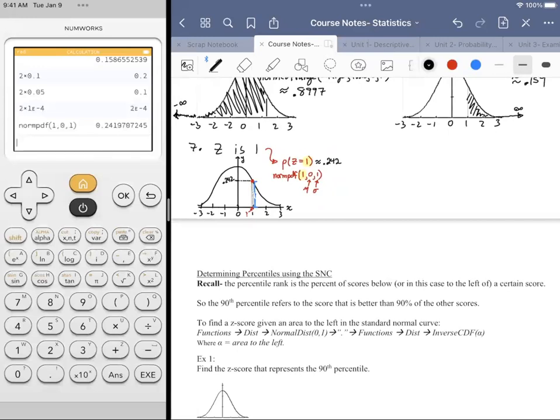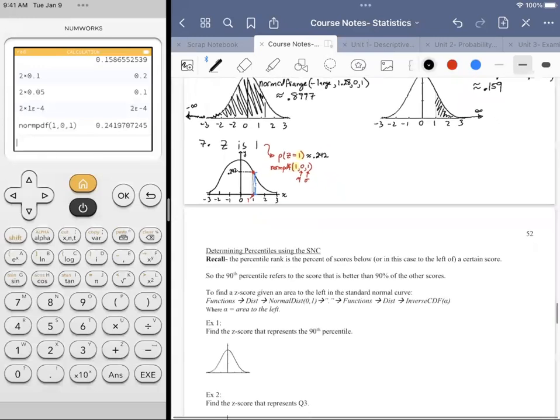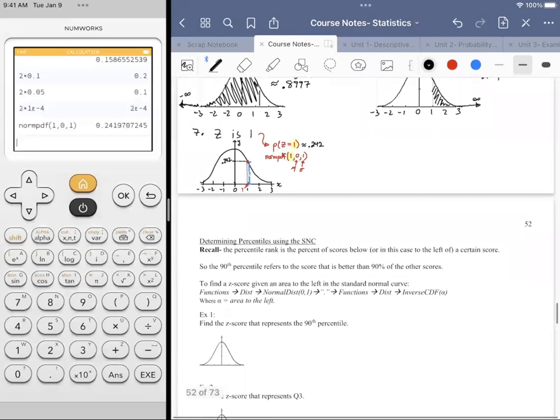So the one last thing I wanted to talk to you about in terms of the notes before we move on to the tech assignment is how to go the other way, how to find a Z-score if you're given a particular area. Let's see, what do they do? I think the directions I gave here are Desmos directions again. So if you want to try to use it on Desmos, you can follow this stuff.